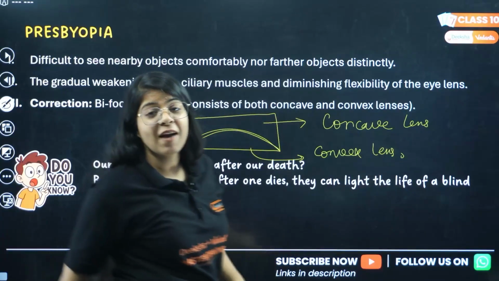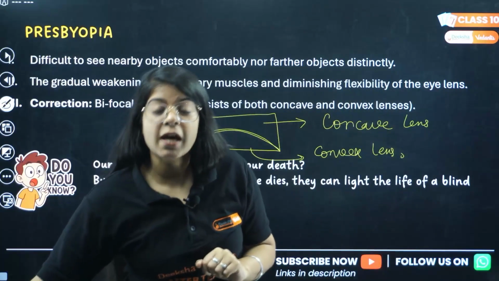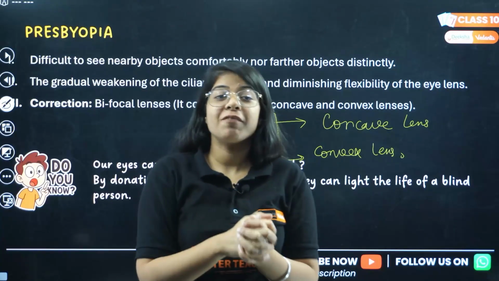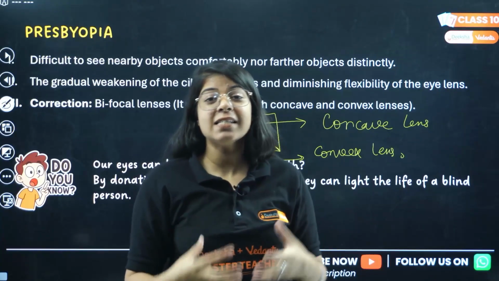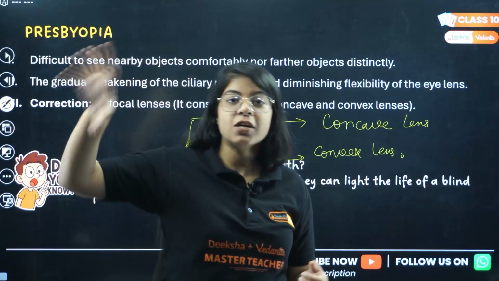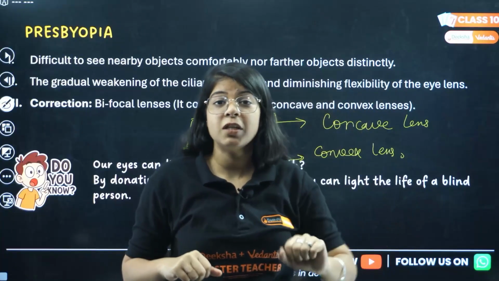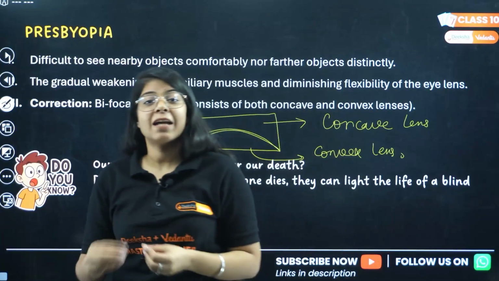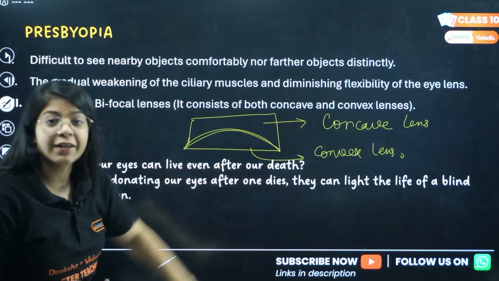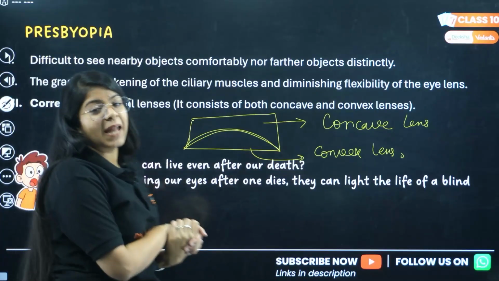Now, a very interesting fact is that after someone dies, their eyes can still be used. Their eyes don't die as fast as the person is gone. So when you see that a person is donating eyes, that actually gives life to lots of people, not just one person, because the cornea is used in someone else's eyes and some other parts are used for some other person. So a lot of people can be cured with a single pair of eyes. Our eyes can live even after our death. By donating your eyes after one dies, you can light the life of a blind person.